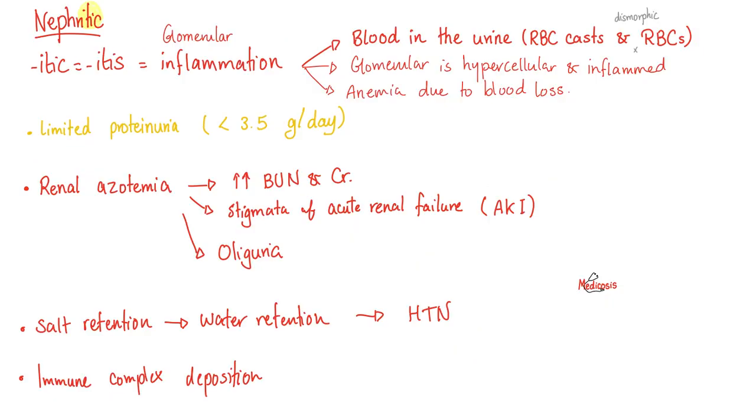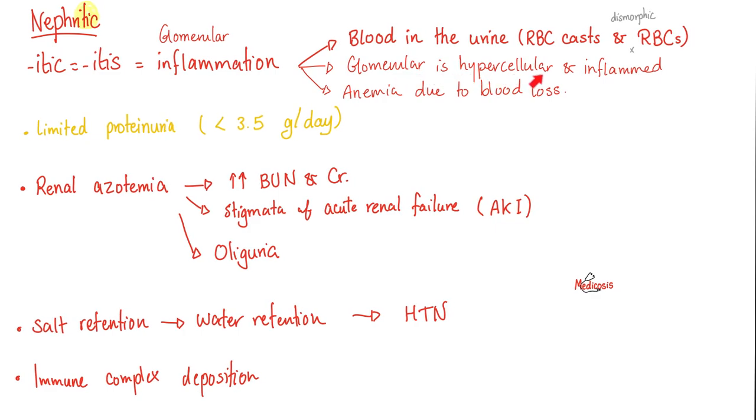Post-streptococcal, nephritic for sure. Itis means inflammation. Your glomeruli are inflamed and they are bleeding into the urine. By light microscopy, your glomeruli are hypercellular and inflamed and full of neutrophils because it's called acute. There is some proteinuria, of course there is renal azotemia, salt and water retention, hypertension, jugular venous distension, periorbital swelling, etc., and immune complex deposition. In cases of post-streptococcal, it is lumpy bumpy, subepithelial immune complex deposits.